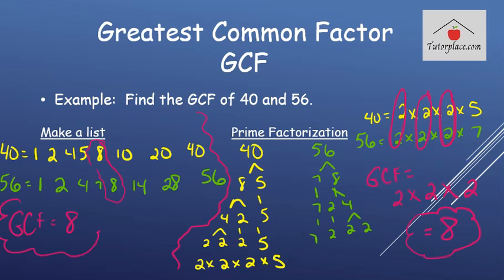And you will notice that that's the same answer that we got when we did it making a list. So either way, you will end up getting the same answer in the end. So you can have your choice. Whichever way that you like it the best, it will work out just fine. And that's how you find the greatest common factor.